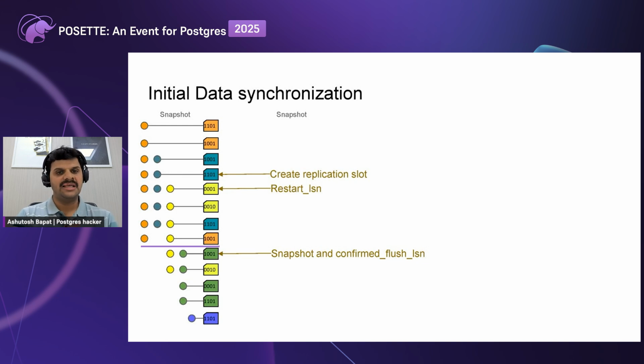At that point, it again looks at what were the active transactions at that point, and you will see that the yellow transaction is the only one active. So it records the starting LSN of the yellow transaction. That becomes the first restart LSN of the replication slot that is getting created. And then the end of the orange transaction or the start of the green transaction becomes the confirmed flush LSN and gives the first snapshot for that replication slot.